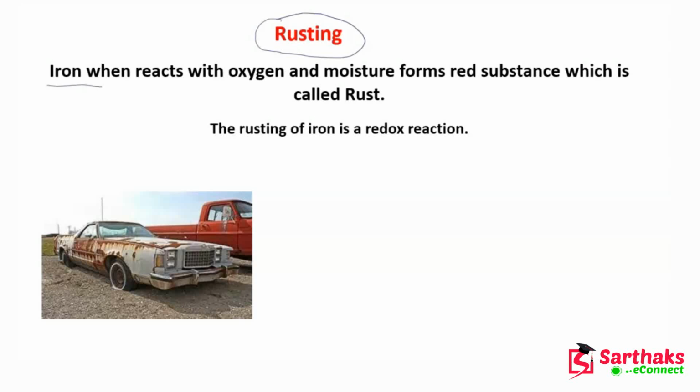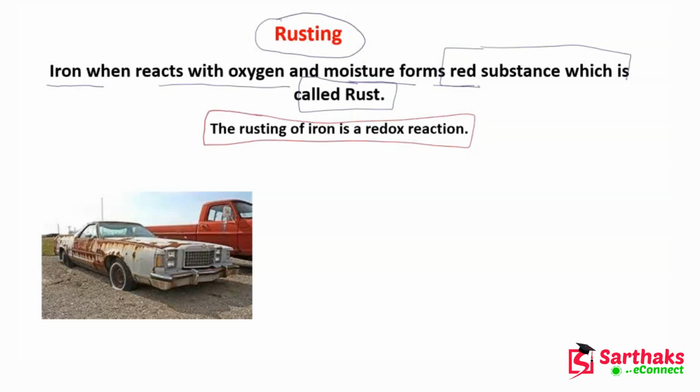Now guys, when iron reacts with oxygen and moisture and forms a red substance, which is called rust. So you can say that when iron reacts with oxygen and moisture present in the atmosphere and forms a red substance, then we will call it rusting, and that red substance is known as rust. So rusting is basically a redox reaction.